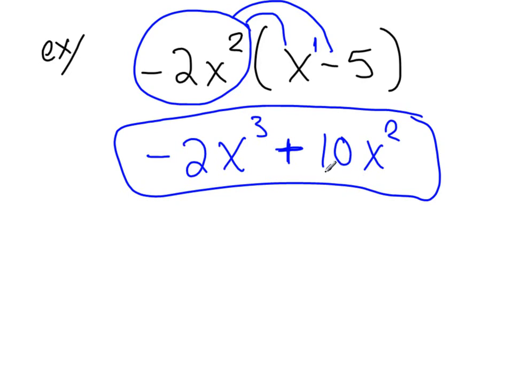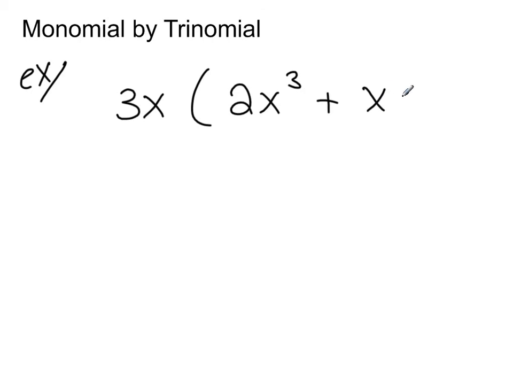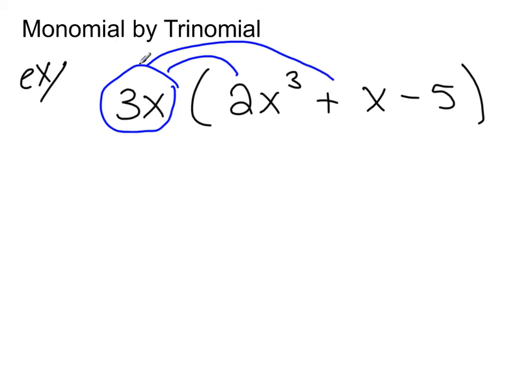Let's get a little bit more complicated. Let's say we have a monomial times a trinomial. So let's say we got, we'll be nice to ourselves, 3x times 2x cubed plus x minus 5. Alright, so we'll take that monomial, and now we just have distributive law again, except we're going to extend it to every single term. No term is excluded. So everyone gets multiplied by 3x. So we have 3x times 2x cubed. Well, 3 times 2 is 6. X times x cubed is x to the 4th.